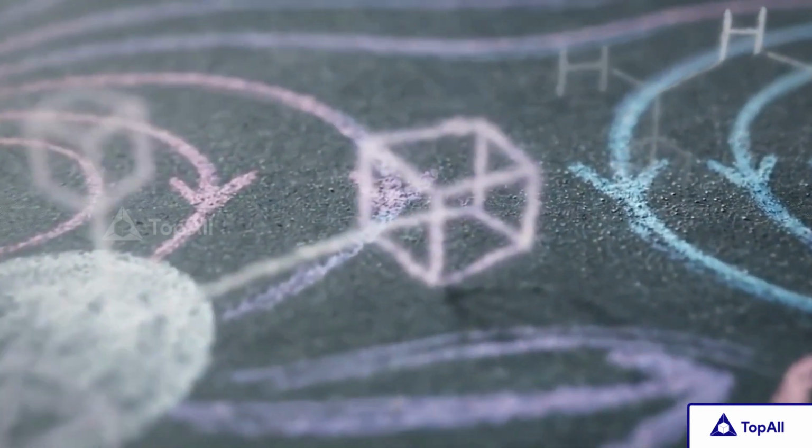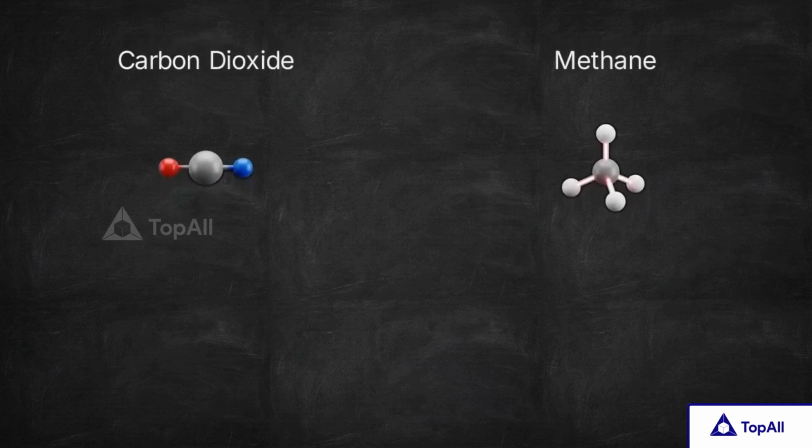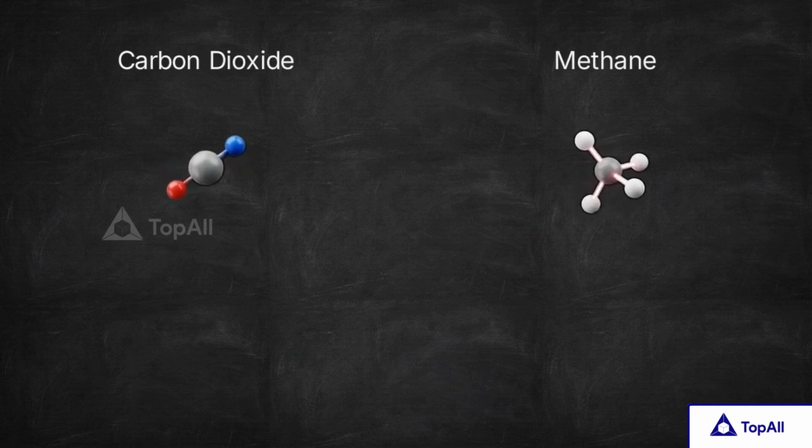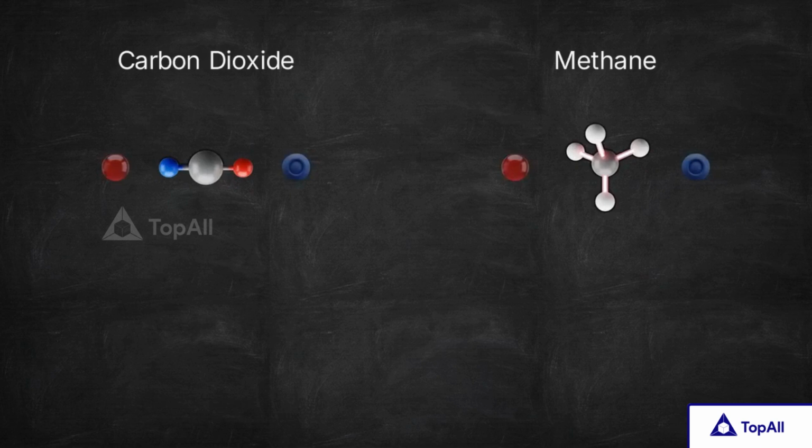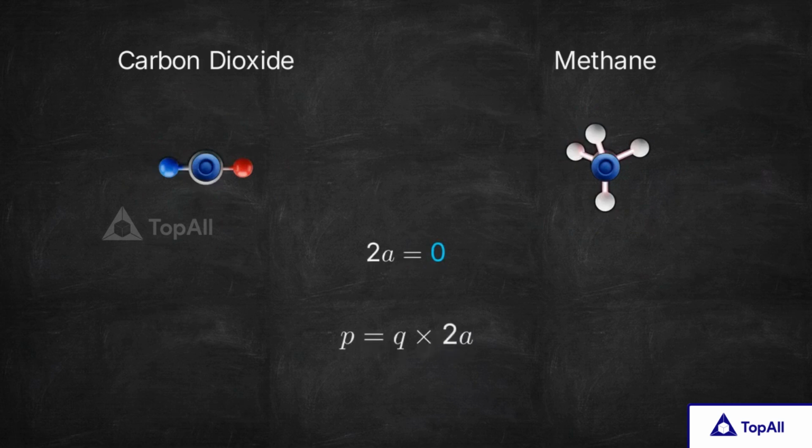level. Look at carbon dioxide and methane. These are highly symmetrical molecules. Carbon dioxide forms a straight line, while methane builds a perfectly balanced tetrahedron. Because of this geometry, the exact center of all their positive charges and the exact center of all their negative charges perfectly overlap at the exact same point in space. Our separation distance, 2a, is 0.